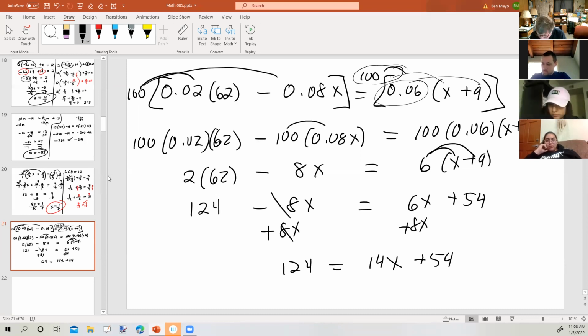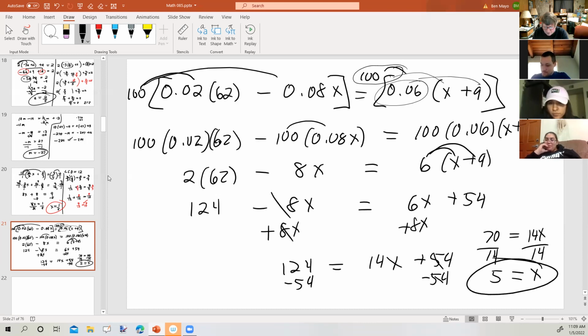But I want to isolate that variable term. So I'm going to subtract 54 from both sides. And I'm going to get, let's see, 14x equals, oh, what is that, 70? Yeah, 124 minus 54 is 70. I know because I stayed up all night practicing that one problem just so I'd get it right, hopefully. And now we're going to divide both sides by 14, which gives us x equals 5. Okay, so x equals 5. You all right with that?